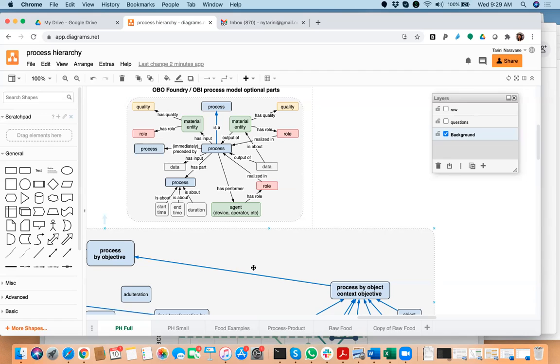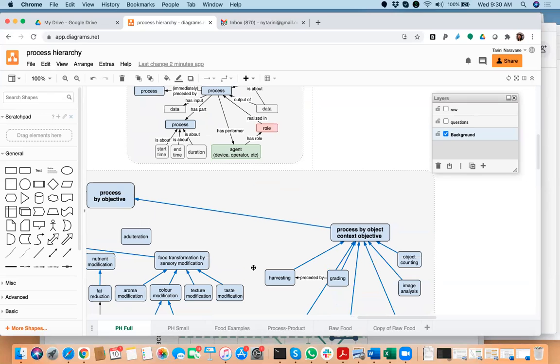Right. So my point is that if you're going to do process by objective, and you have an objective to adulterate a food, then is that an objective? Do people start out saying, I want to adulterate this food? People do. Yes, people absolutely do, because they want to pass off something as being something that it is not. So you take something that is expensive, you add cheap ingredients to it, but you still claim that it has the expensive things in it.